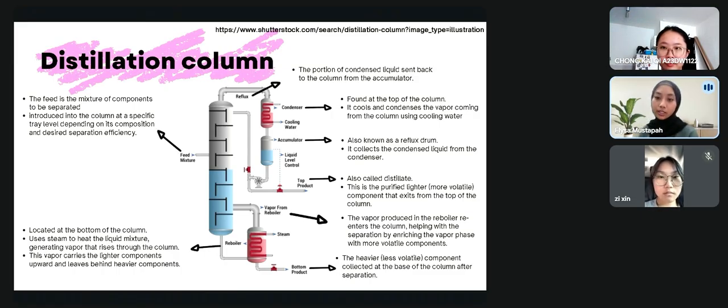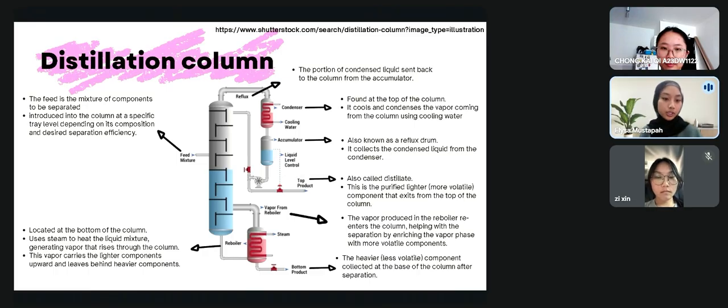Accumulator, also known as a reflux drum, collects the condensed liquid from the condenser. Top product, also called distillate, is the purified lighter, more volatile component that exits from the top of the column. Vapor from reboiler: the vapor produced in the reboiler re-enters the column, helping the separation by enriching the vapor phase with more volatile components. Bottom product is the heavier, less volatile component collected at the base of the column after separation.